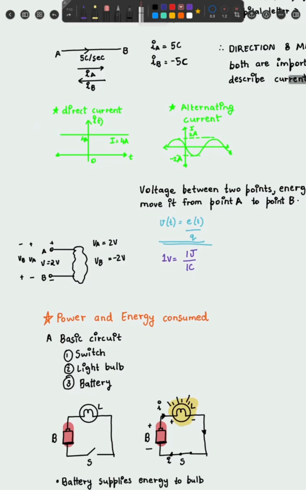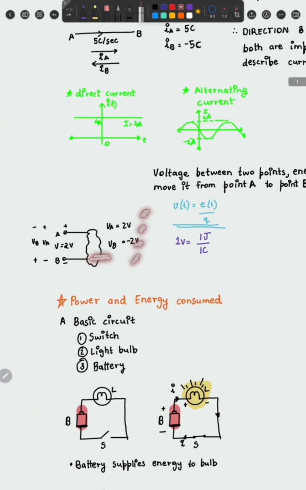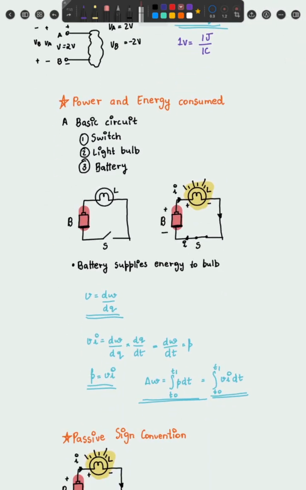So voltage can be described as energy required per unit charge, that is joule per coulomb, and the SI unit is volt. Now consider this circuit. This is some circuit. From point A to point B, the voltage is 2 volts, or VB is nothing but minus 2 volts because one is higher than the other. Now let's come to the power and energy consumed. These are the two fundamental things we need to see.